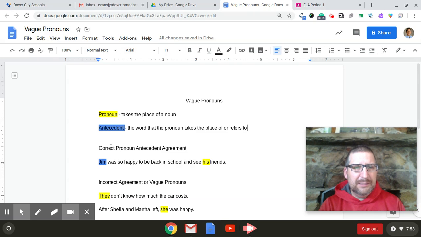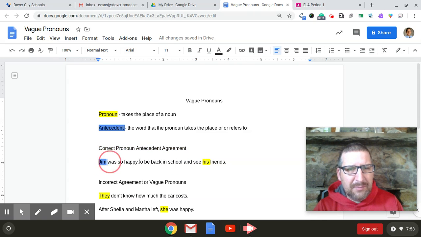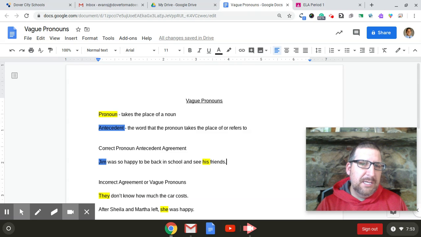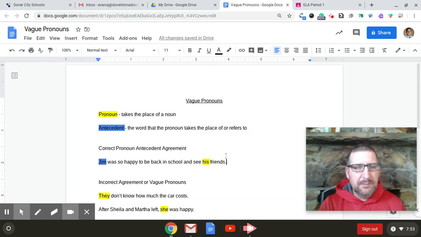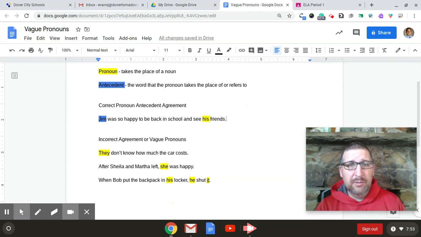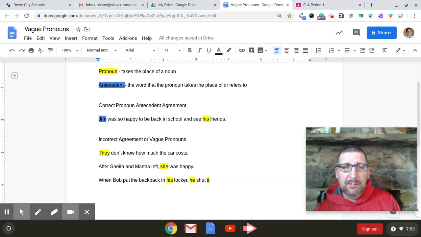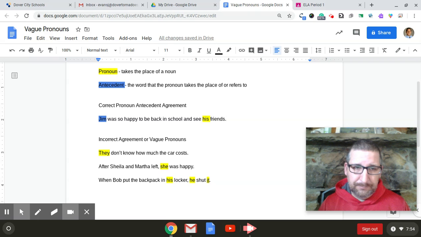All right, so let's look at some correct pronoun antecedent agreement. With this one, Jim was so happy to be back in school and see his friends. This is pretty easy. The pronoun is highlighted there in yellow. His, who is his referring to? Jim, right? Whose friends? Jim's friends. So the antecedent's in blue there. Now, when we go down to these incorrect agreement or vague pronouns, the reason why there's no blue is because we don't know what the pronoun is referring to.